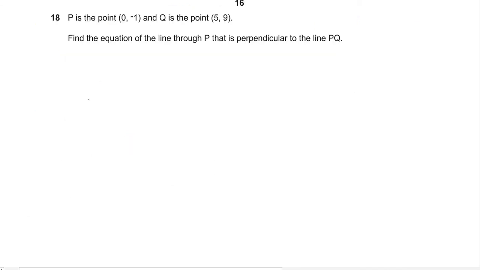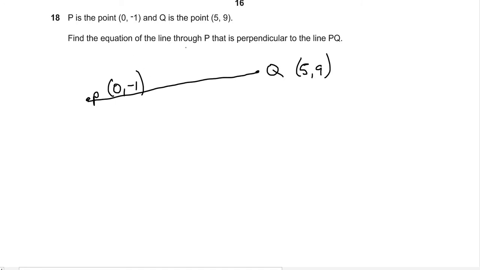Right, P is the point 0, -1, and Q is the point 5, 9. Let's put it up here. So let's suppose this is the line PQ. We want the equation of the line through P that is perpendicular to the line PQ. So that's this line here, where this is a right angle.